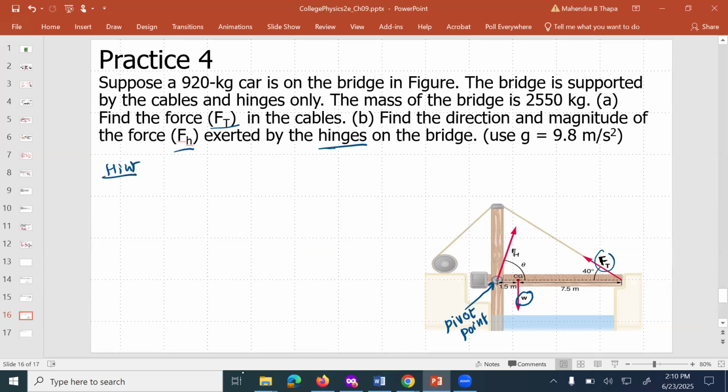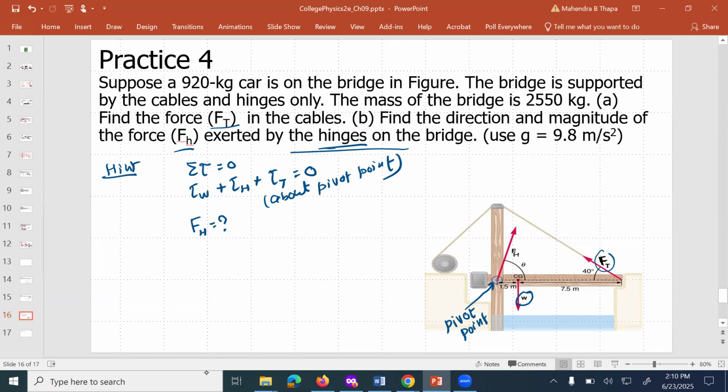my recommendation is to use total torque equal to 0. So here we have 3 forces: torque due to weight, plus torque due to hinge, plus torque due to T is equal to 0 at equilibrium. So this torque is all about the pivot point as shown in the picture. Okay. So if you use this condition and solve as before, you get FT.